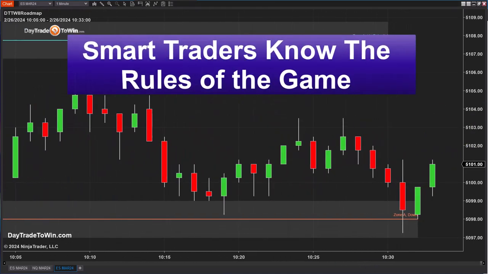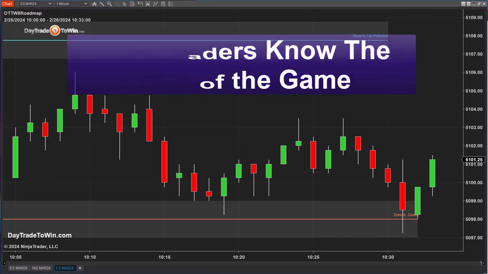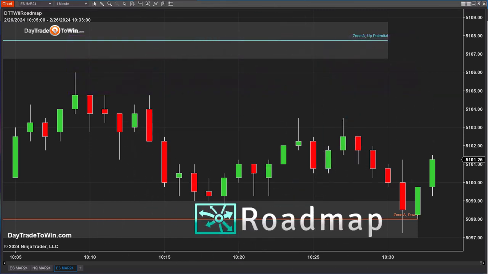We're going to focus on manipulation today at Daytradetowin using the roadmap software. I have the roadmap software here with these shaded areas. I'm going to trade them. I'm going to show you exactly how they work.